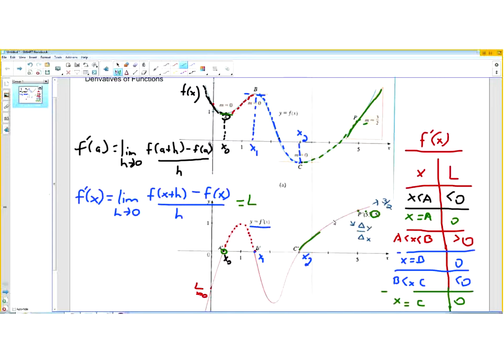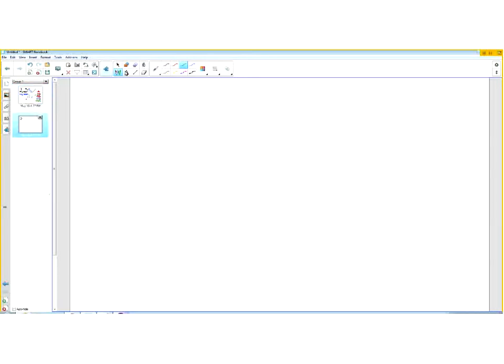So I guess we could do an example. Let's calculate the derivative of a function. How about x cubed minus x? So let's say f of x is equal to x cubed minus x, and I want to calculate the derivative of this function. All right, so what is f prime of x?